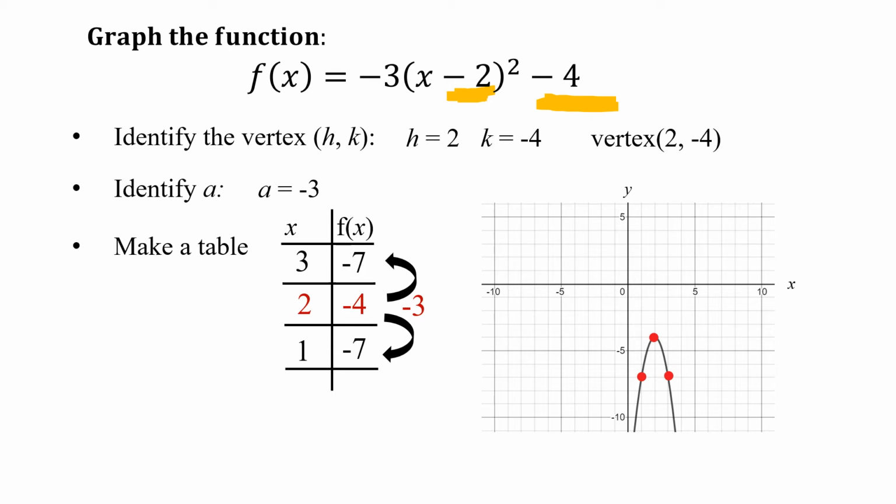Another thing we want to make sure we identify within this parabola is the domain. The domain will be all real numbers, and then we need to figure out what the range is going to be. And since negative 4 is the highest that this parabola is going to get, then we say that all our values for y are going to be less than or equal to negative 4.